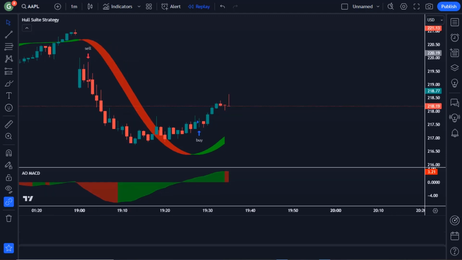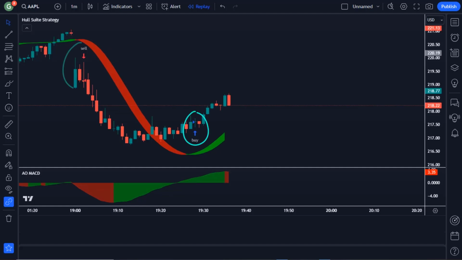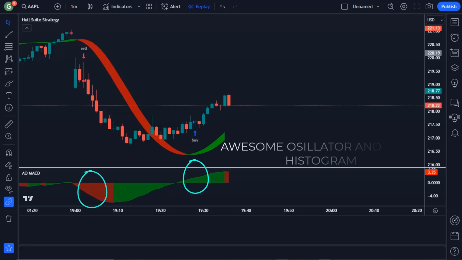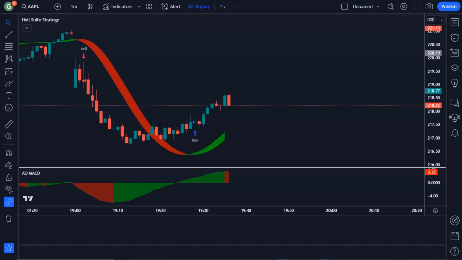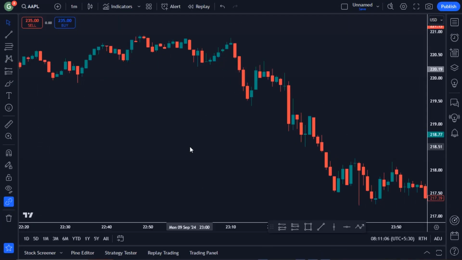First of all, let us know about trading tools. The buy and sell arrow indicator we see in the chart is called the Hull Suite indicator. The green and red area histogram indicator we see in the chart is called the Awesome Oscillator and MACD histogram indicator. Now we tell you how we want to trade. Let's start the video. This strategy is unique as no one has ever told you about it before.